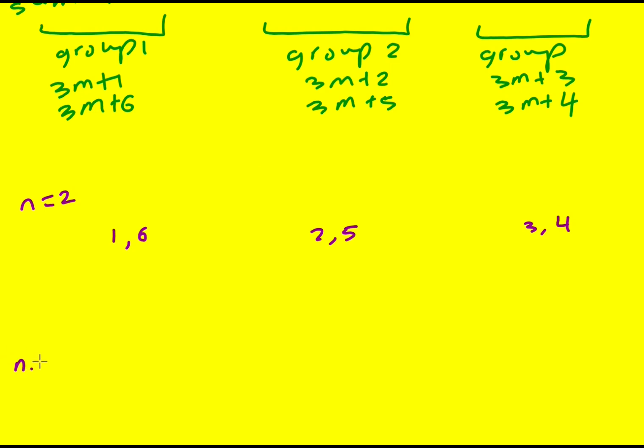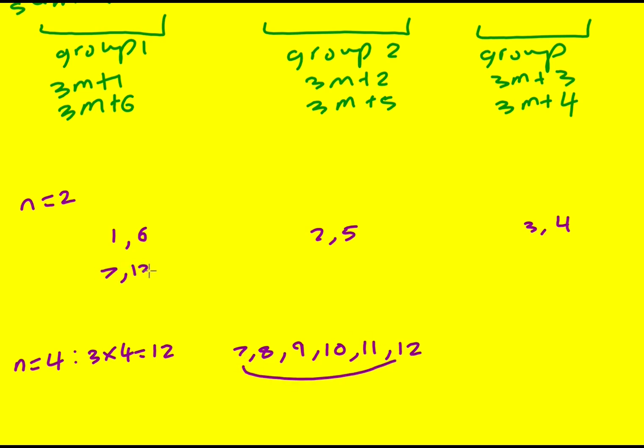So if I go with n equals 4, then I now get 3 times 4 is 12. So I've got these new numbers. I've got 7, 8, 9, 10, 11, and 12. But what I'm saying is that I can group the 7 with the 12 and put it into group 1, and then the 8 with the 11, and then the 9 with the 10. And I'm just adding 19 to each group.